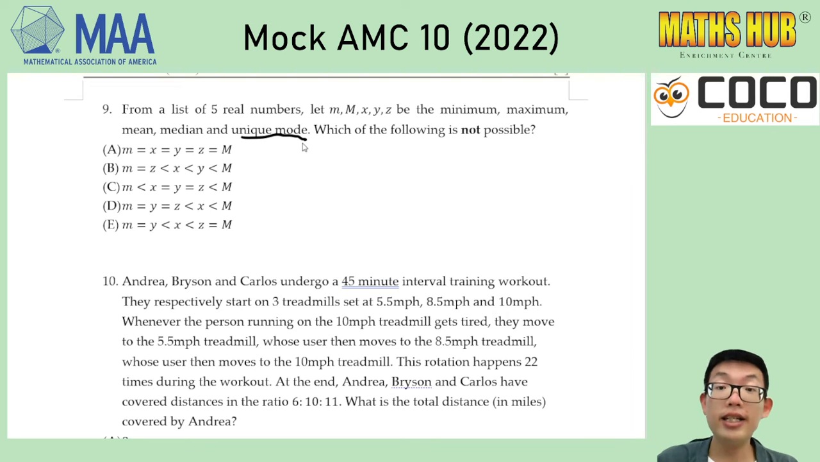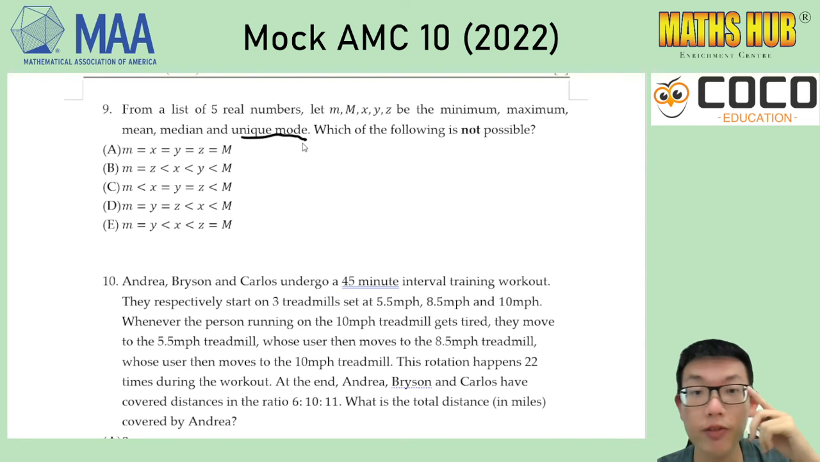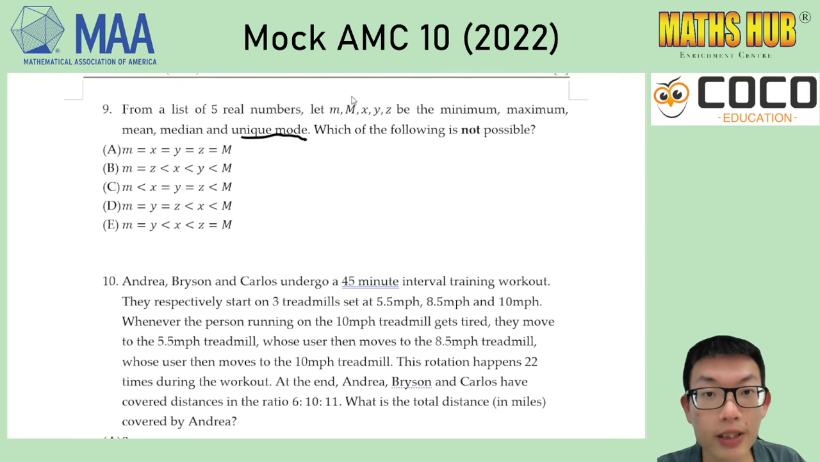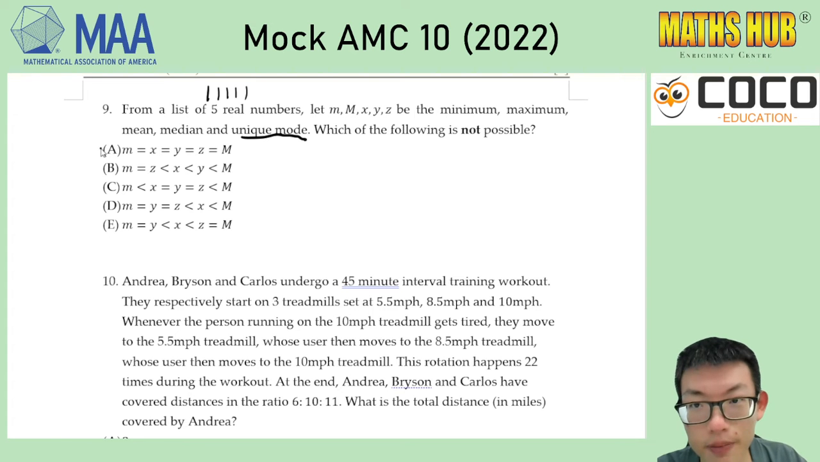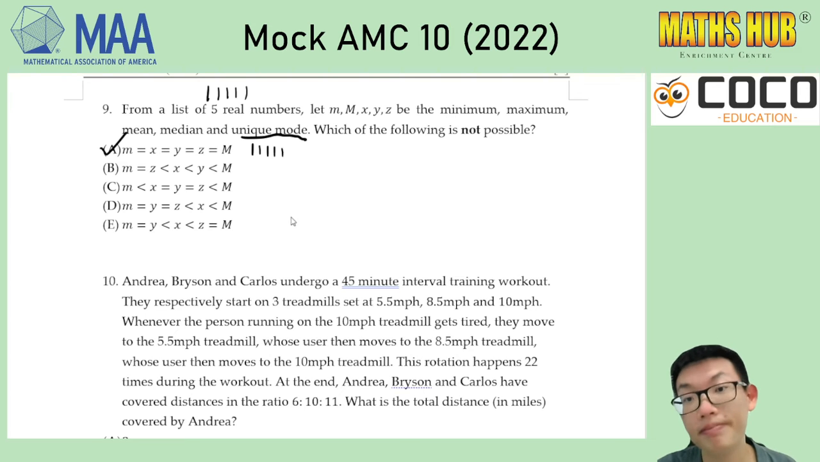Now with that in mind, let me try a few obvious possibilities and see if it just lands in one of these. If they're all the same, my 5 numbers are just 1, 1, 1, 1, and 1, then everything here would be 1. And that's option A. So option A is actually fine if I just use 5 copies of 1.